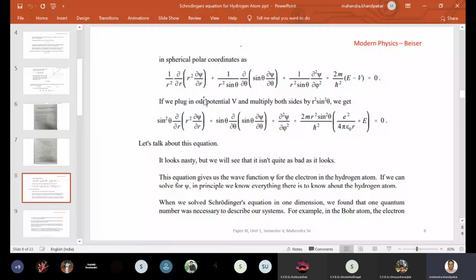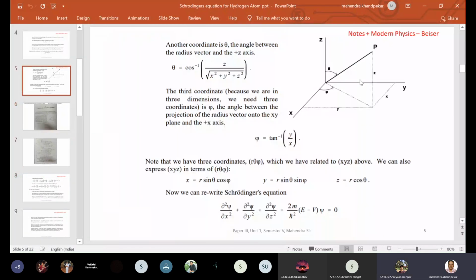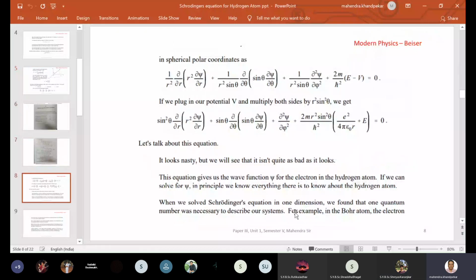So that Schrodinger equation, in terms of spherical polar coordinates, is written like this. You can see here the fourth term, which you can recognize because it is the same as the previous one. The other three terms: the first term is in terms of small r, 1 by r square, divided by del r square, d psi by d r.